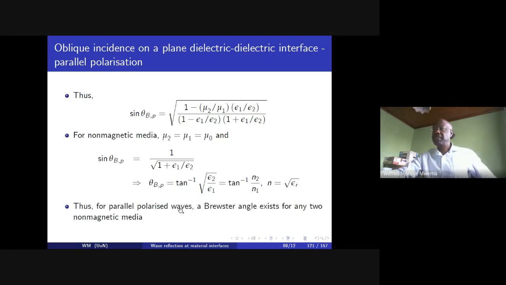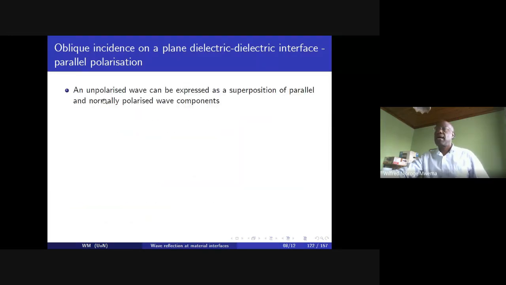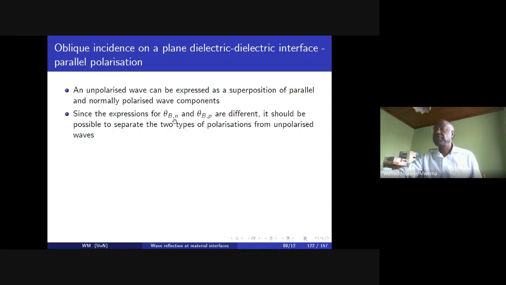So, for parallel polarized waves, a Brewster angle therefore exists for any two non-magnetic media with different epsilons. An unpolarized wave may be expressed as a superposition of a parallel and normally polarized wave components. And because the values for theta bn and theta bp are different, that is, the Brewster angles, if they exist, are different for parallel and normally polarized waves, then it would be possible for us to use an angle of incidence that will separate the two types of polarization from the unpolarized wave.